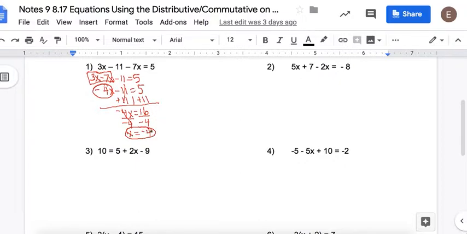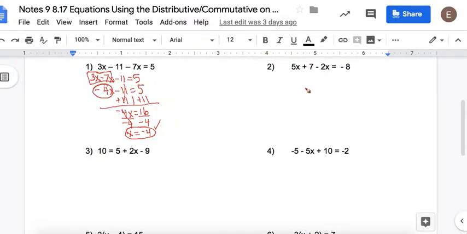Now the key to these is making sure you check your answers. So if I were to check this, which I want you to do when you're doing your classwork and homework, you would take the x, which is negative 4, and you would do 3 times negative 4 in your calculator minus 11 minus 7 times negative 4. And then you would hit equals, and you would, in fact, get 5 for this side. So 5 equals 5, and that means it checks.